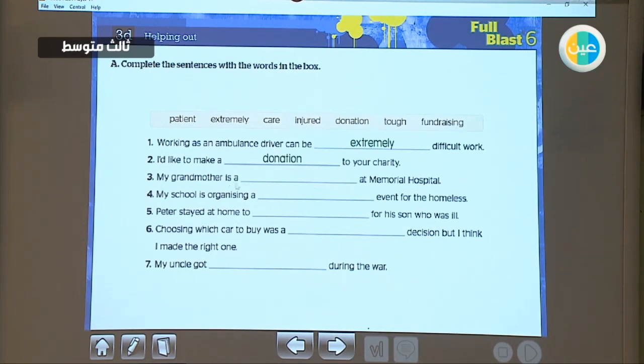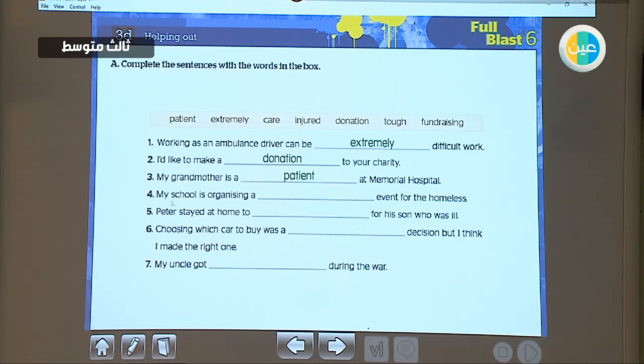My grandmother is at Memorial Hospital. Also we have here "a" before the space, so the word here should be a noun. So my grandmother is what? Is a patient.